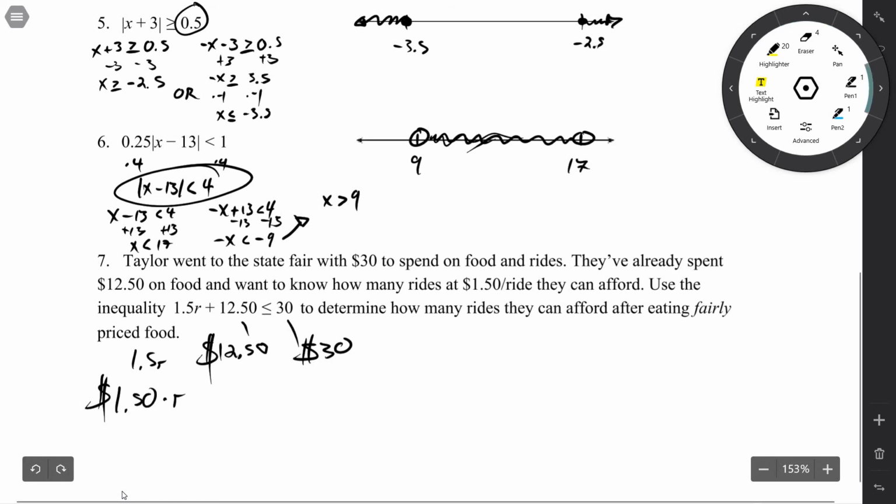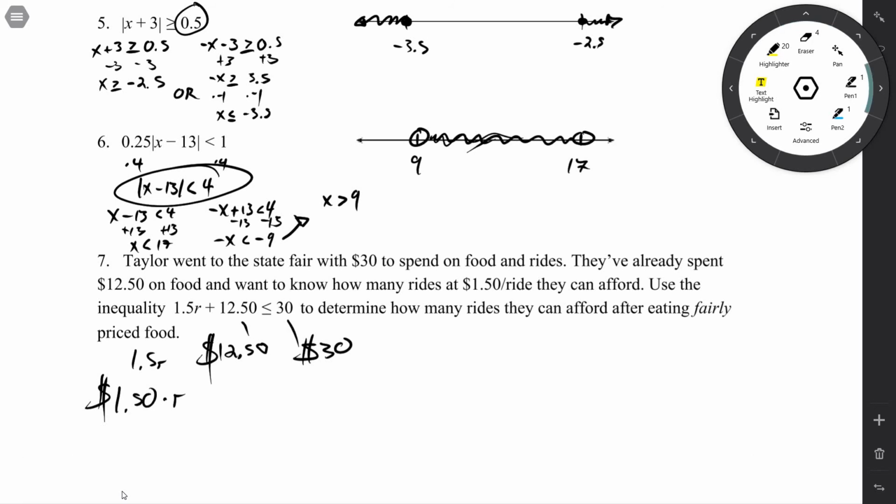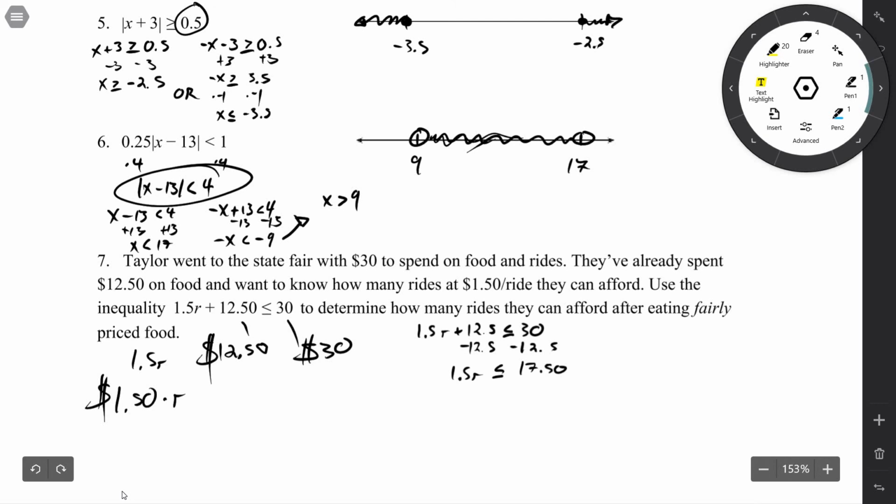All right, so the first thing we would do is subtract 12.5 from both sides. So I'll write down the inequality first. 1.5r plus 12.5 is less than or equal to 30. We'll subtract 12.5 from both sides. That's going to give us 17.5 here, 1.5r. Don't forget that inequality, and then we'll divide both sides by 1.5.